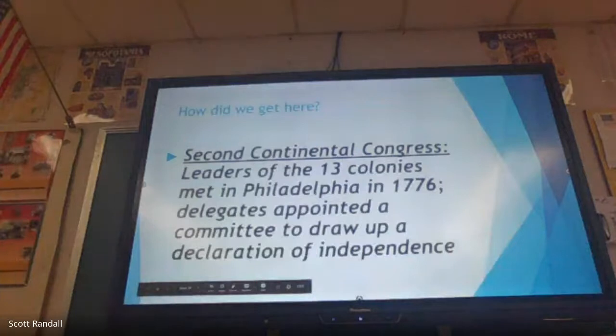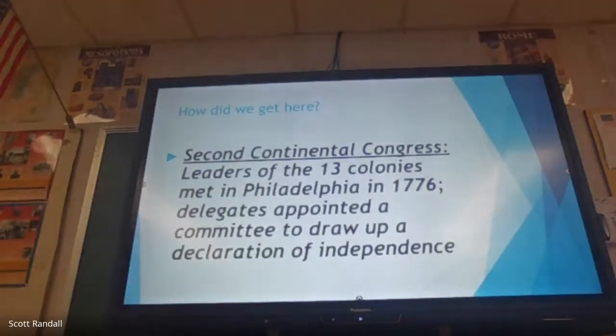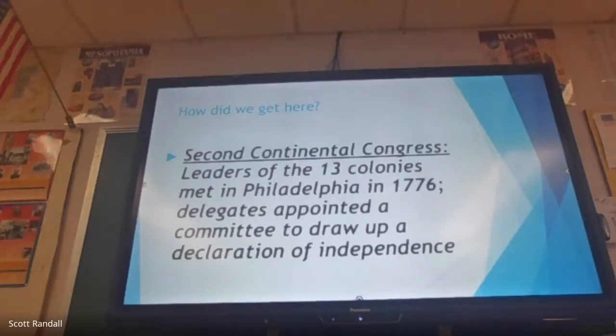And so eventually, like I said, the First Continental Congress was a reaction to the Boston Tea Party. Right, the Second Continental Congress meeting in Philadelphia, this is where, as they say, the rubber meets the road, so to speak. All right, this was where the decision was made to draw up a Declaration of Independence. We don't take this lightly.